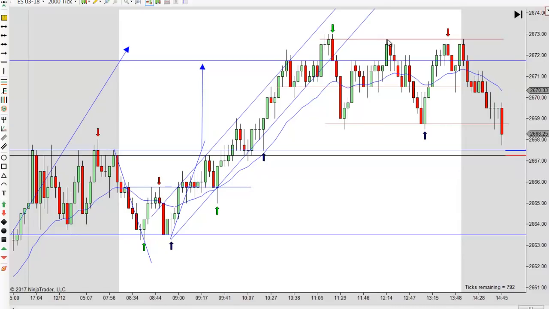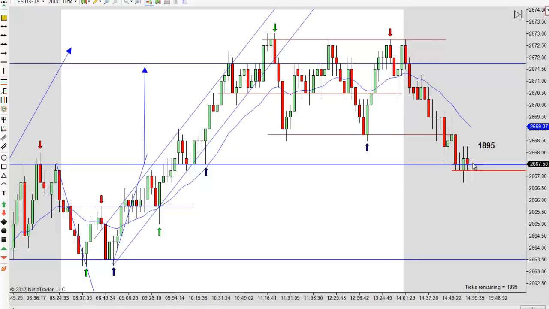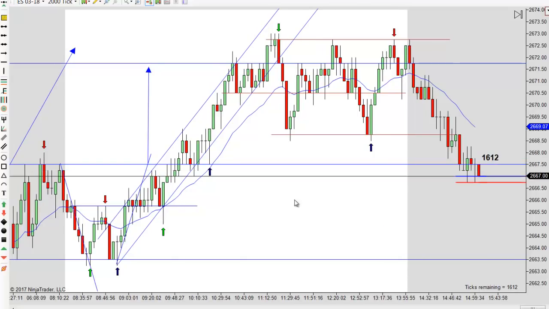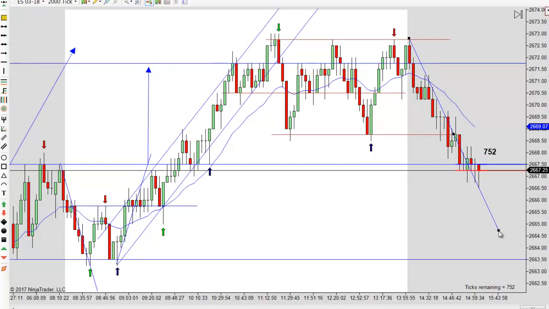I mean, you could have entered any of these up here and you'd have been fine, and any of these down here. Except, well, I take that back. If you'd entered right here, you might have got burned. But you would have at least had a trend line to help you out here. You can see that trend line working down through there. Looks like we're trying to get a close outside of it now.